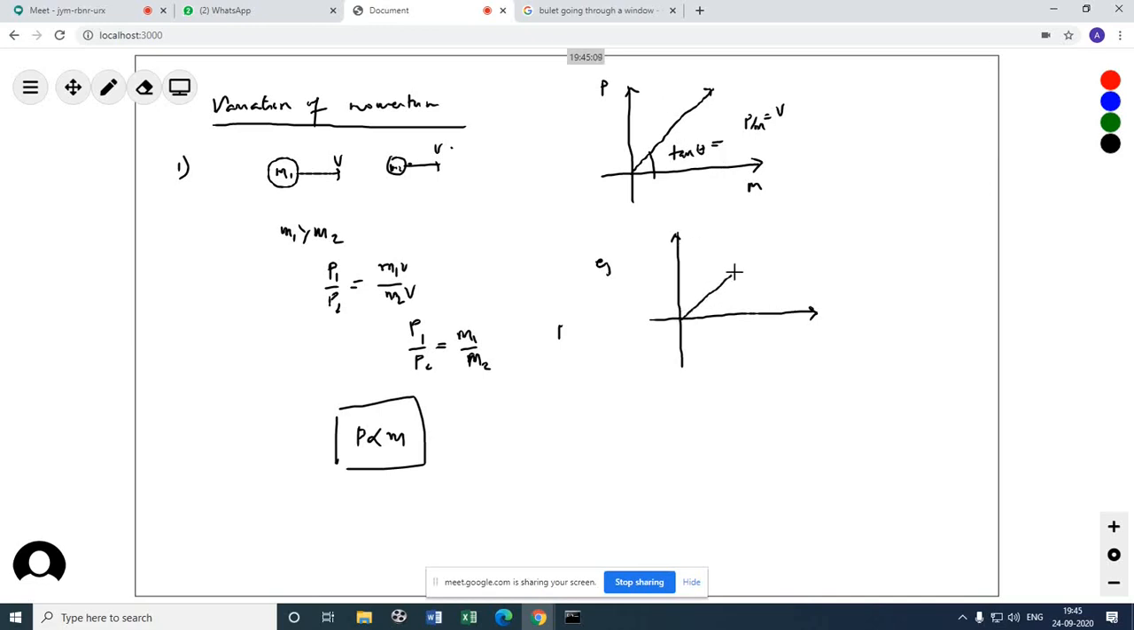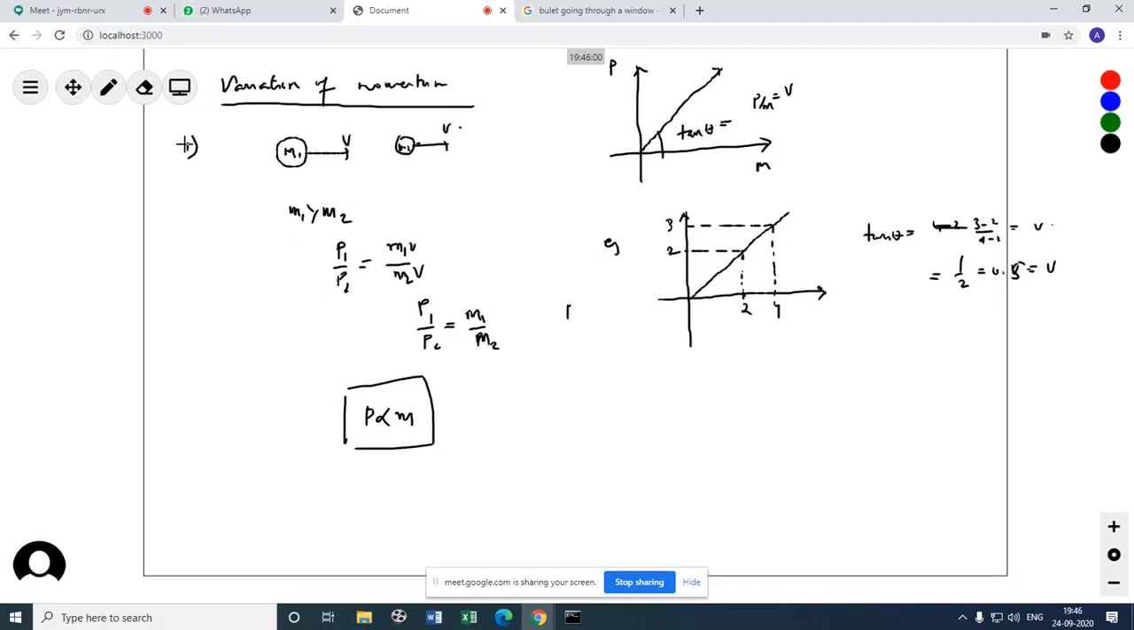So you can see if I give you a graph like this, with these two points, maybe 2, 3, and 2, 4. Can you find the velocity? How will you find the velocity? Simple. Tan theta would be equal to 3 minus 2 by 4 minus 2. That gives me the velocity. So 3 minus 2 by 4 minus 2 is how much? It will give me 1 by 2 or 0.5. So velocity is 0.5 meter per second. Simple.